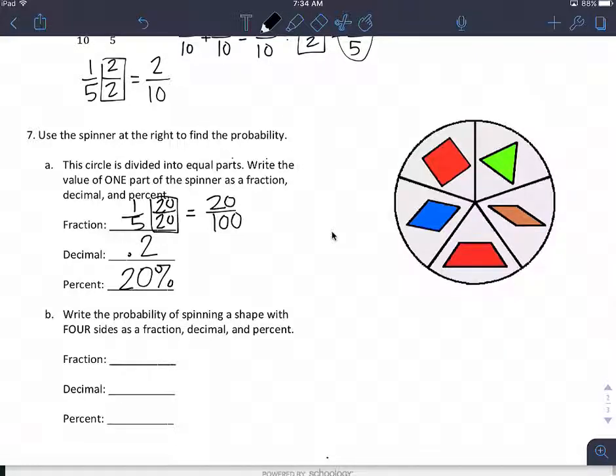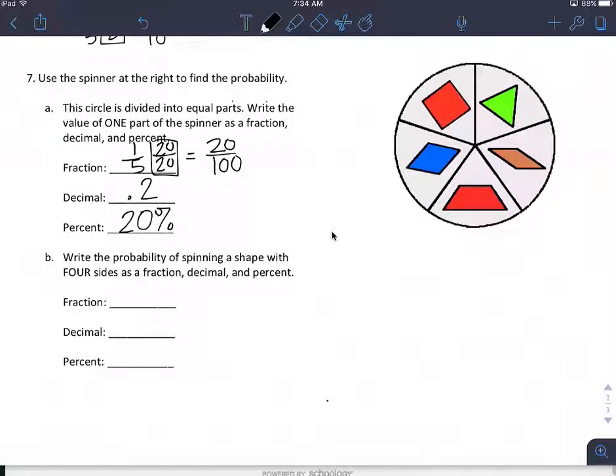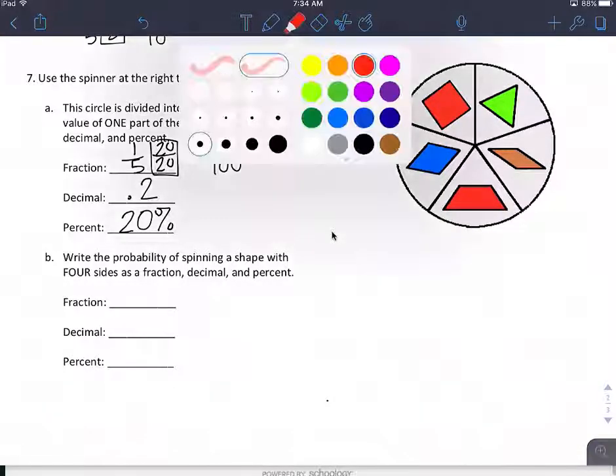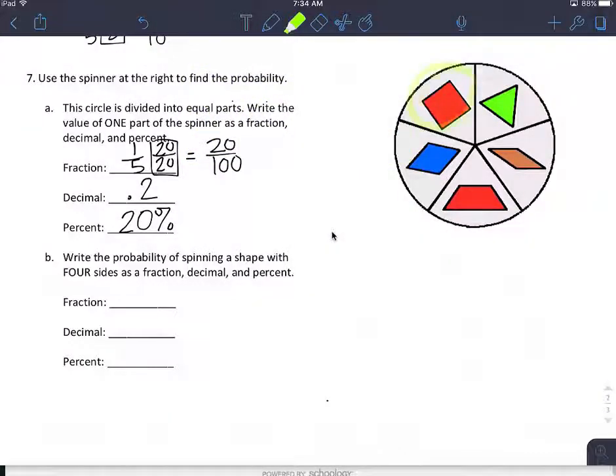Okay, now the second one is write the probability of spinning a shape with 4 sides as a fraction, decimal, and percent. So I'm going to look and see which shapes have 4 sides. Okay, this one, this one, this one, and this one. How many did I shade in? 4 out of 5. Again, I'm going to multiply by 20. And I get 80 over 100, 0.8, sorry about the bell, and 80%. All right, there we go.